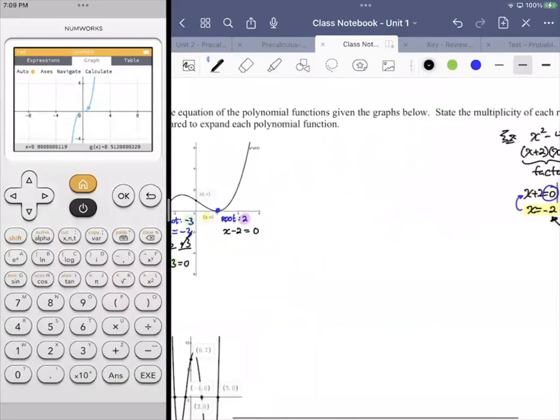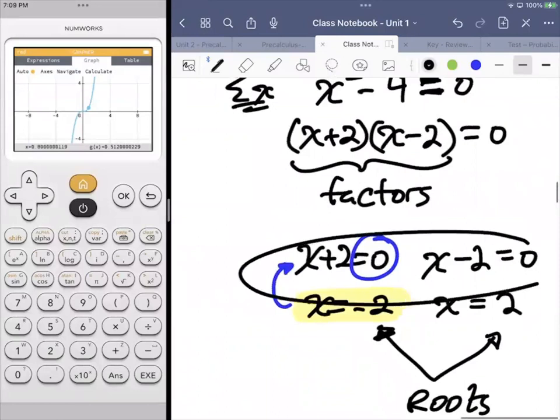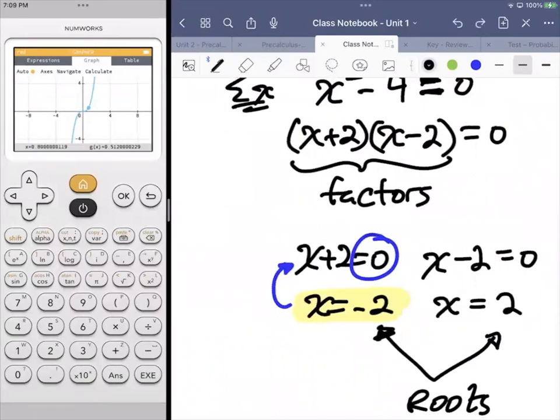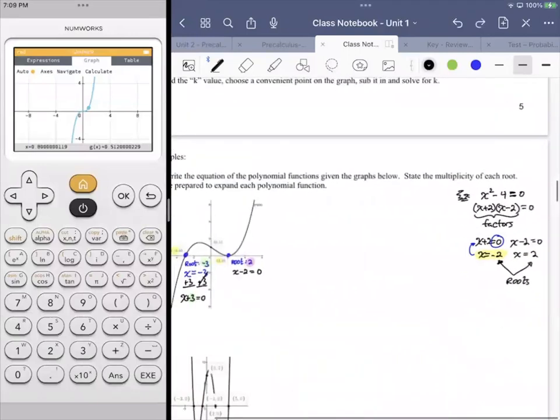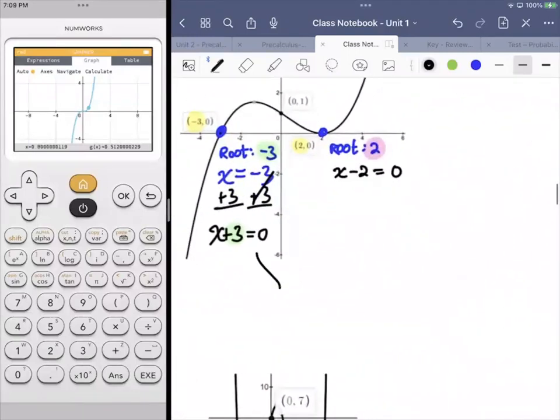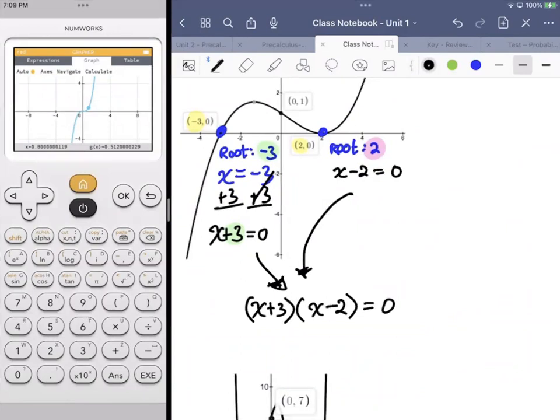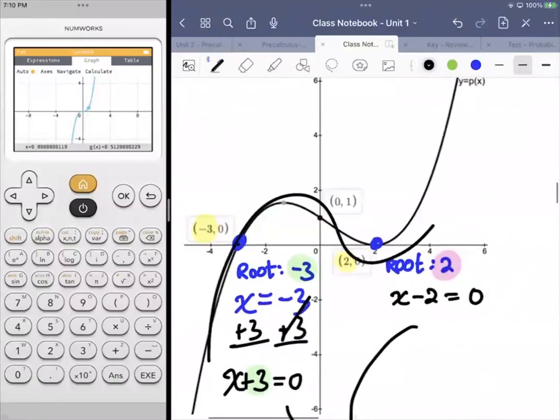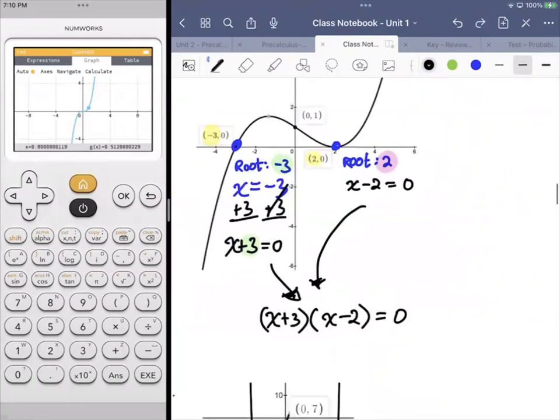Thinking about what we did over here, prior to having them separated, they were combined as a product of 2 factors set equal to 0. So I can now say x plus 3 times x minus 2 would be equal to 0. But if you have any experience with quadratics, you know that that's going to distribute out to a power of 2. And this doesn't look like a parabola. So we must be missing something.